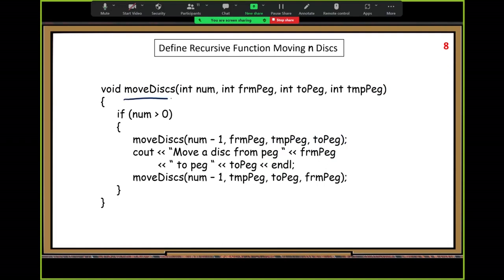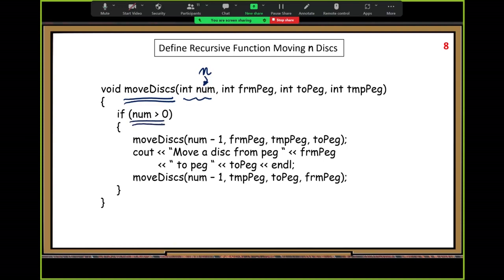Here we call a function called move disks. In this function, there are 4 parameters. The first parameter, an integer parameter num, is the number of disks, that's the n. Then 3 integer variables representing 3 pegs: peg 1, peg 2, peg 3. So from peg, 3 integer parameters.